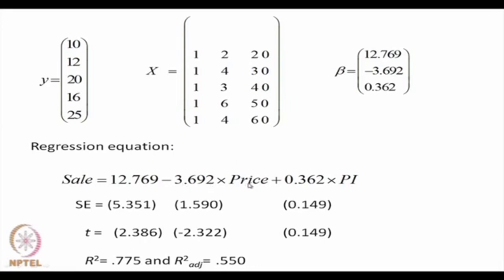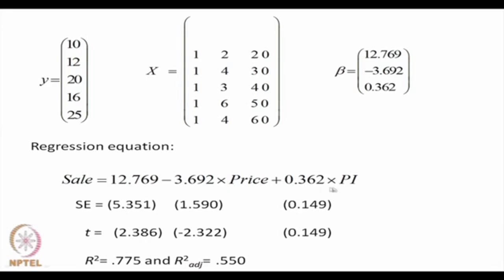The reverse is also true. If price falls, personal income remaining the same, then the value of sale would rise by 3.692. So, this negative sign indicates that there is a reverse causality between sale and price. If price increases, sale decreases, and the amount by which sale will decrease when price is given an increment of 1 is 3.692, when all other variables remain constant at their prevailing values.